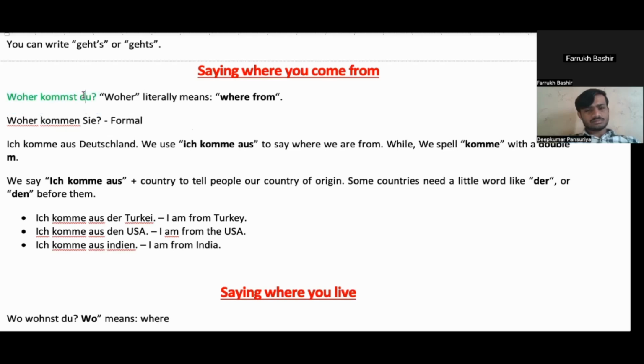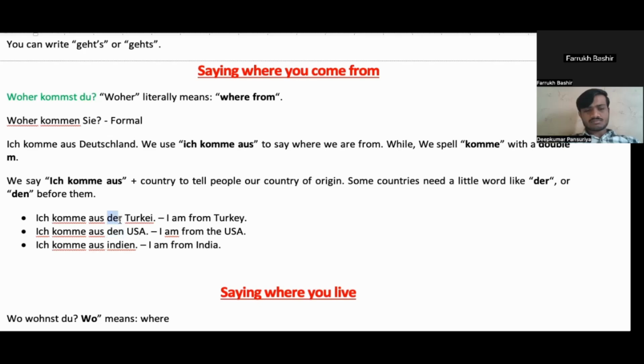So to answer the question "Woher kommst du?" or "Woher kommen Sie?", you can say "Ich komme aus" plus the country name that you want to use. "Ich komme aus Indien" means I'm from India. You can say "Ich komme aus Deutschland", I'm from Germany. There are very few countries where we use an article, for example, "Ich komme aus der Türkei", I'm from Turkey, and "Ich komme aus den USA", I'm from the USA.